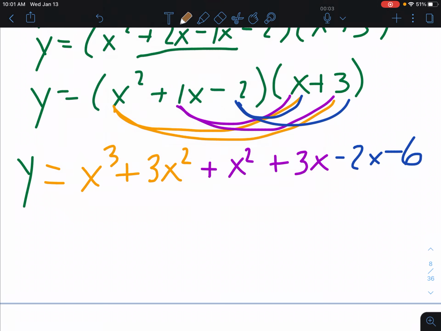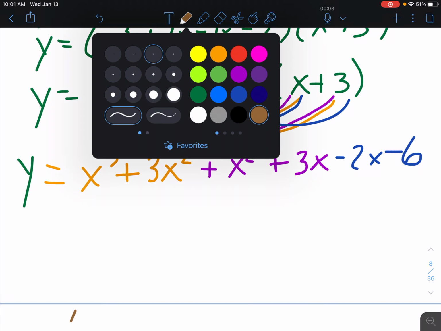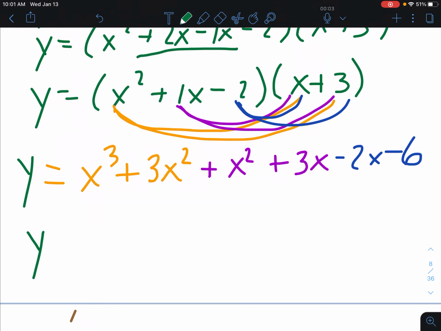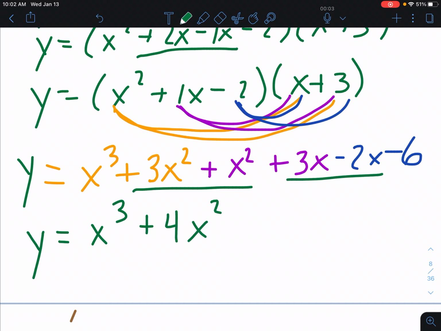And then we can combine like terms. X to the third gets brought down by itself. X squared's here. They would add up to plus 4x squared. These guys add up to plus 1x. And bring down your minus 6. And then you're done. It's all in standard form.